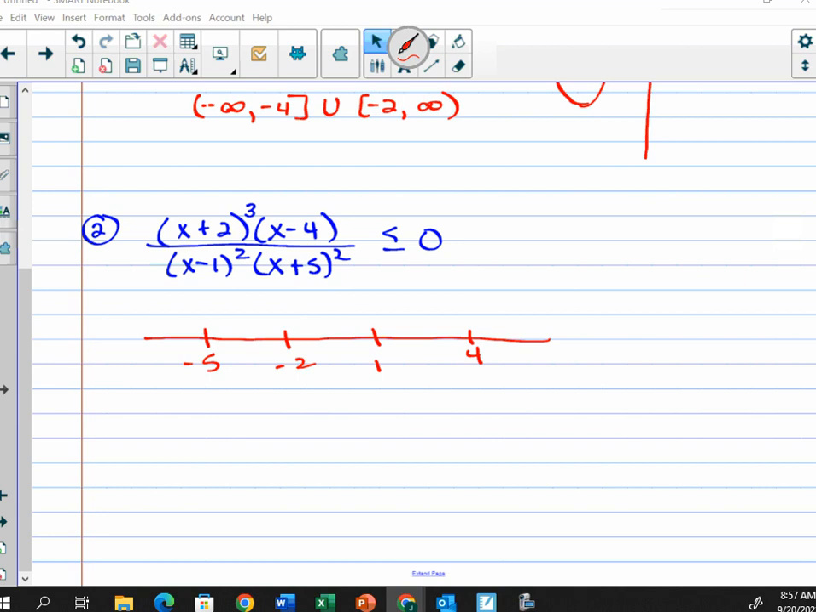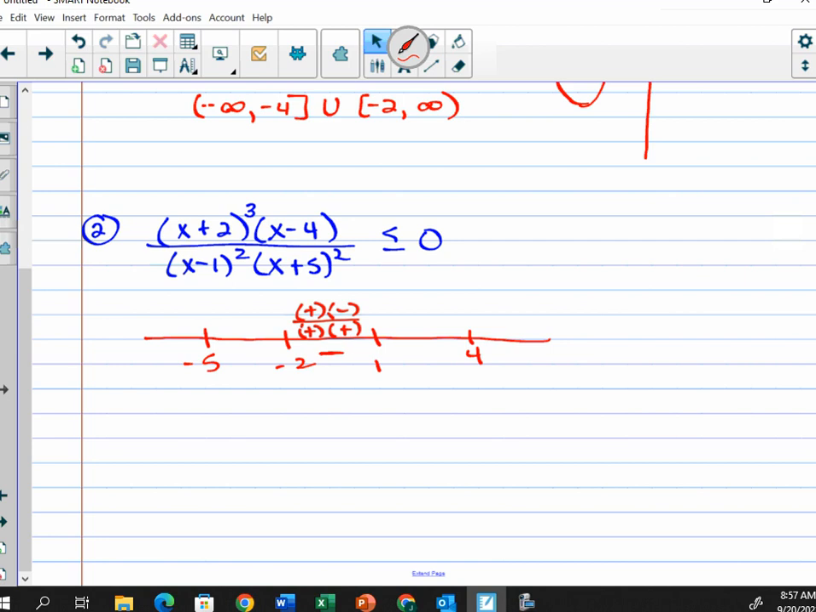Are we overthinking it, guys? Yeah, a little bit? Always. Okay, let me walk you through it. What is easy to plug in? 0. They're in a fraction, but you really just have 4 factors that you're plugging it into, okay? So 0 plus 2 would be positive, cubed, still positive, right? Okay, what about 0 minus 4? Negative. 0 minus 1 is negative, but then I square it. Positive. 0 plus 5, positive. So overall, what is that little section? Negative. Is everybody okay getting to that point?